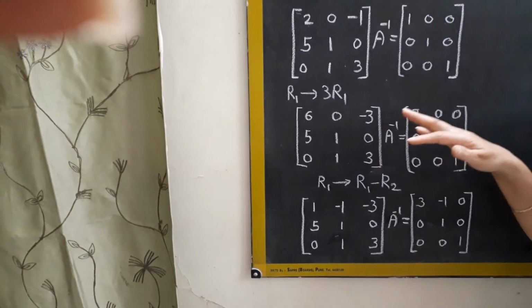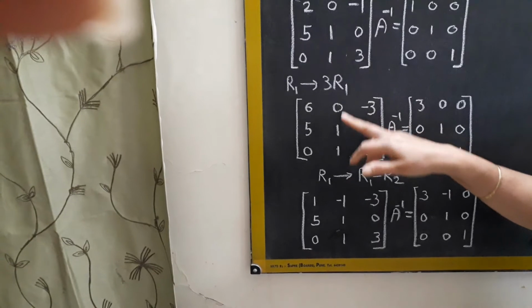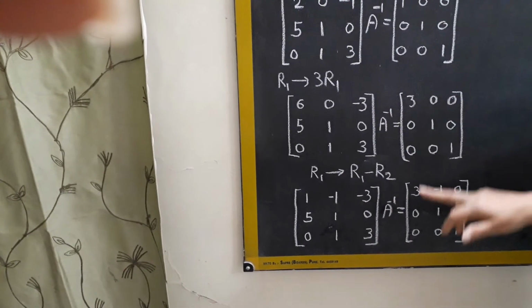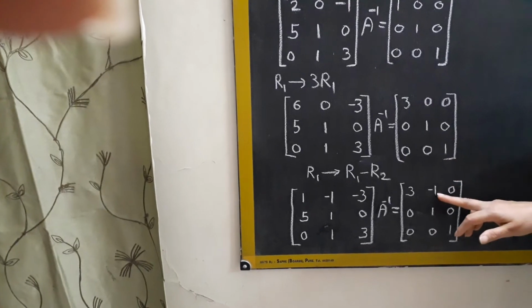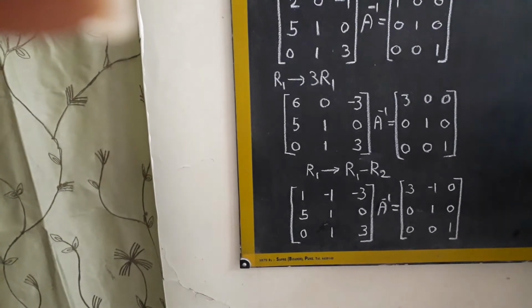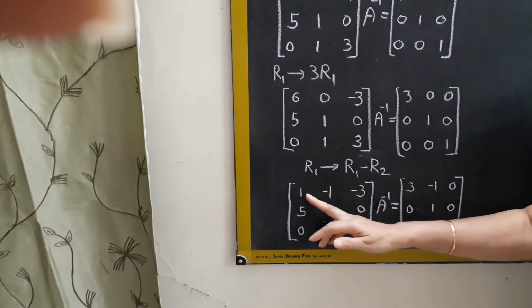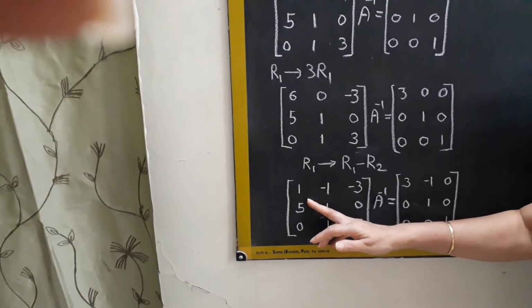Obviously, if you are subtracting R2 from R1, we have to do it for every element in R2 and R1. Okay, so 0 minus 1 is minus 1, 3 minus 0 is 3, 0 minus 1 is minus 1, 0 minus 0 is 0. Now ultimately we get 1 over here. That was the great task.